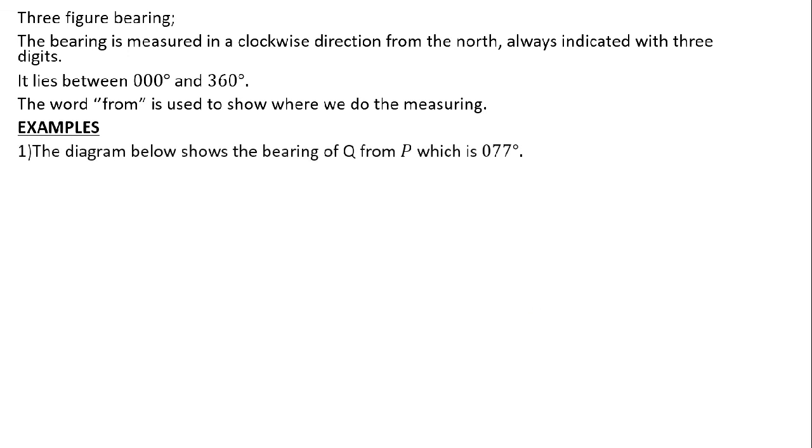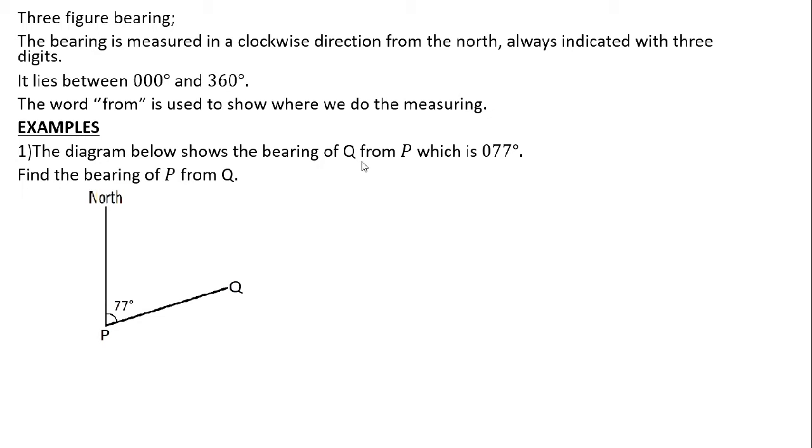Examples: the diagram below shows the bearing of Q from P, which is 077 degrees. Find the bearing of P from Q. So the question is saying the diagram below shows the bearing of Q from P. So when you start measuring from P, you are going to cover 77 degrees. Find the bearing of P from Q. So when they say from Q, it means your reference should start from Q, the north should start from Q. So our north has to be there.